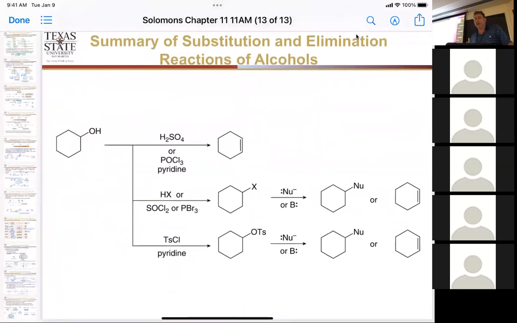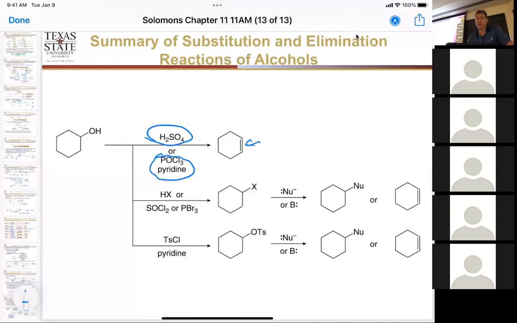So let's do a summary of some of these things here. We know that using sulfuric acid, we can do an acid catalyzed dehydration to give us an alkene. Okay, we learned that in chapter 8. But we also can use POCl3 and pyridine. That also abstracts the oxygen and gives us our alkene.